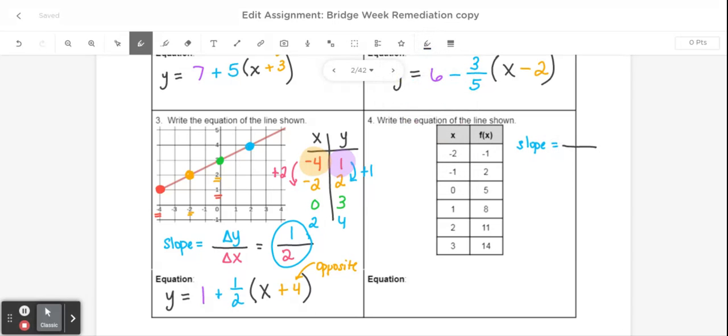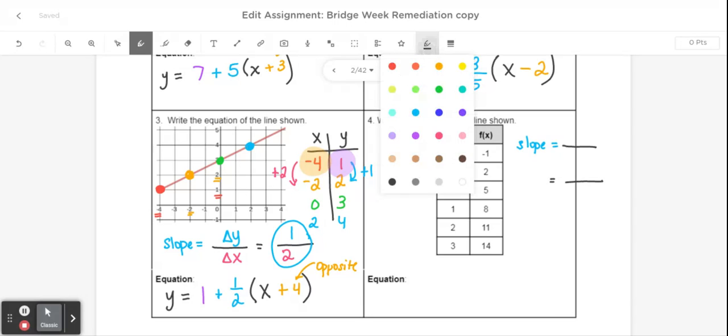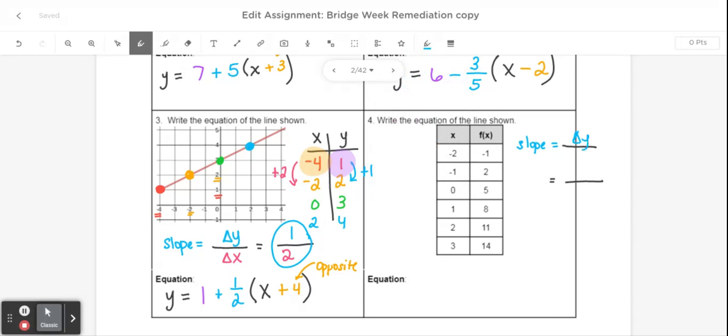So change in y is going to be, I'm going to pick the bottom two numbers here because why not? From 11 to 14, you're going to be adding 3. So my change in y will be positive 3. And then change in x will be here. If I go from 2 to 3, I'm going to be adding 1. So I'm going to put a positive 1 here. So that's my slope now. I've got my slope. I've got a table of values.